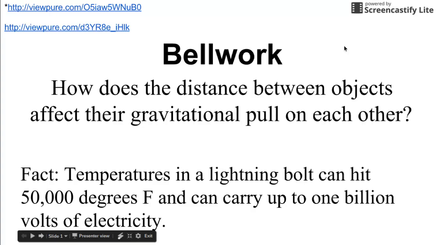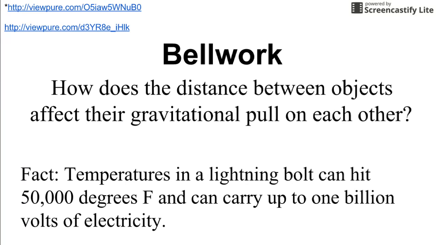Our bell work for today asks how the distance between the objects affects the gravitational pull on each other. So we've completed the gravity gizmo and we have worked on the gravity notes. And at this point, we should know that as the objects get closer together, they have more gravitational pull, and as you get them farther apart, they have less gravitational pull.